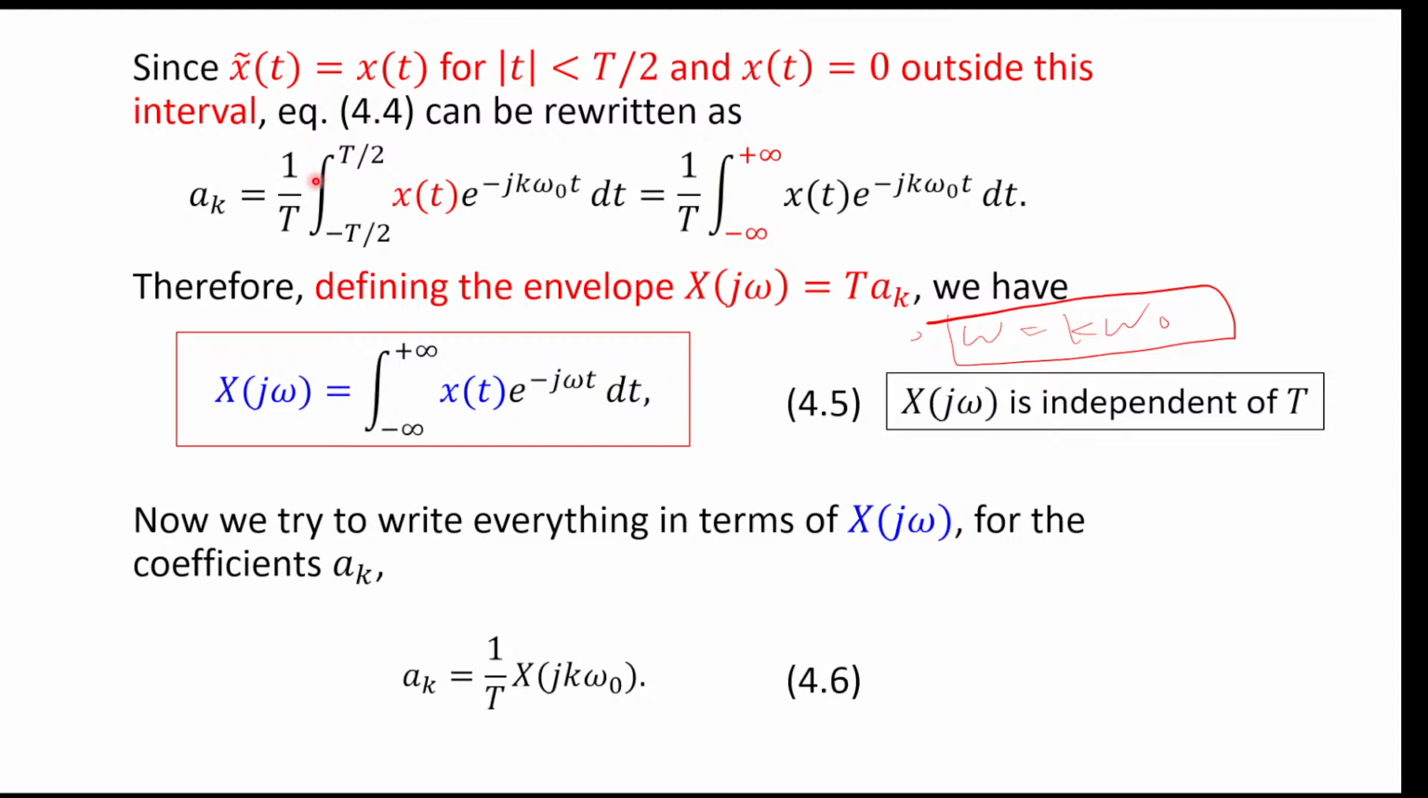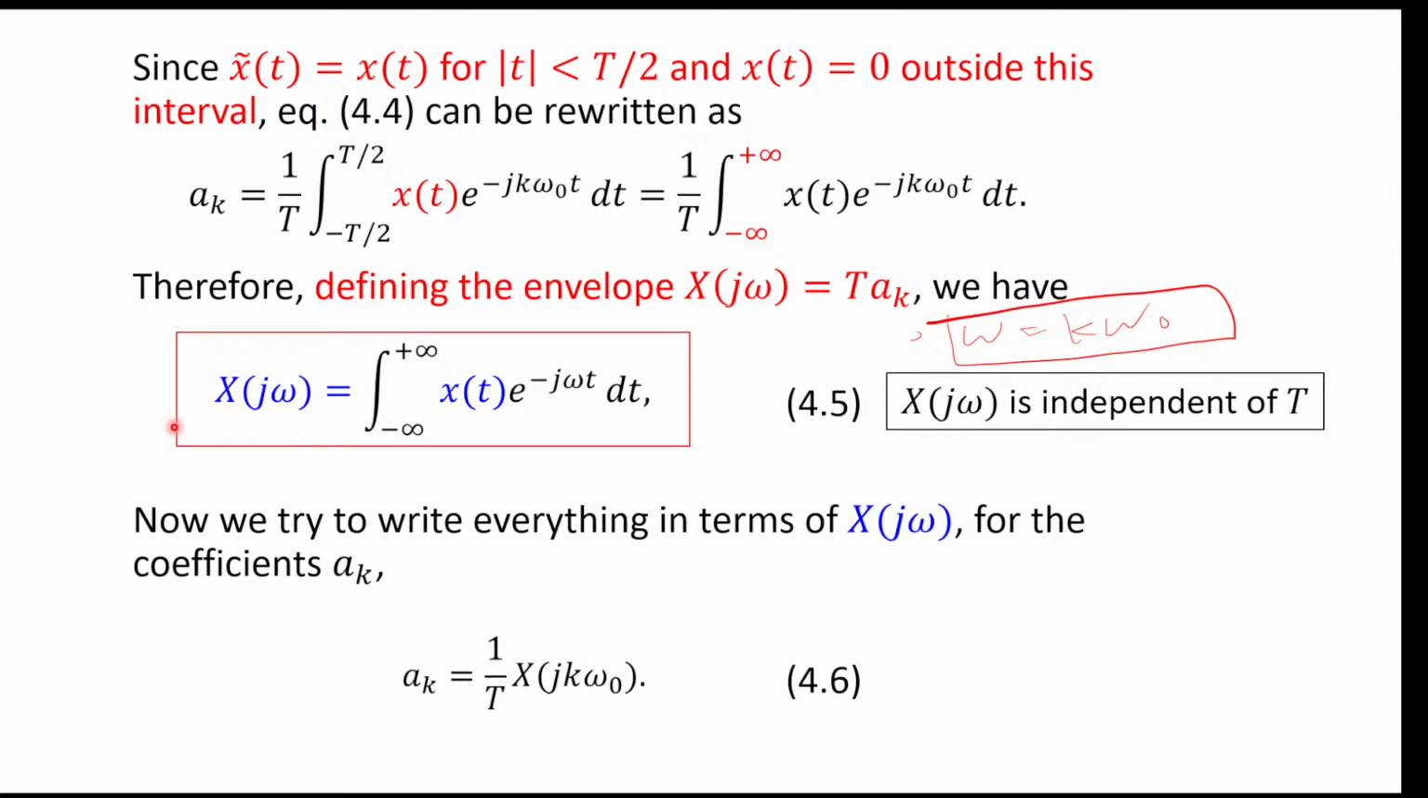Okay, and now just like our block wave example, we define the envelope function, big X of j omega, equal to big T times a_k. Okay, so the envelope function is big T times a_k, and we call this big X of j omega. We find that it's only a function of omega. It's the integration of x of t and e to the minus j omega t dt, where we have used that k omega naught we define as omega.